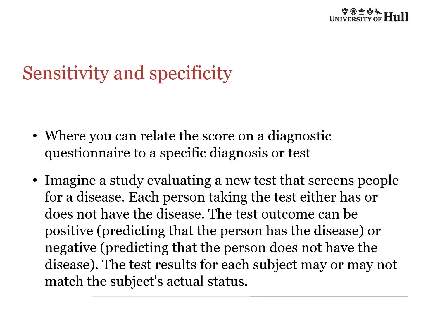So, for example, imagine a study evaluating a new test that screens people for a disease. Each person taking the test either has or does not have the disease. The test outcome can be positive, predicting the person has the disease, or negative, predicting that the person does not have the disease. The test results for each subject may or may not match the subject's actual status, in other words, when they're actually diagnosed. So we want to know how well that questionnaire predicts that people have the disease, or doesn't predict it, or predicts wrongly that they have the disease in fact. And this is measured using sensitivity and specificity.